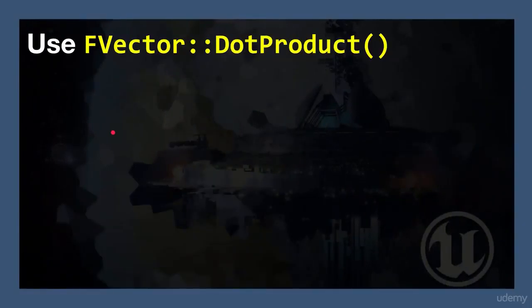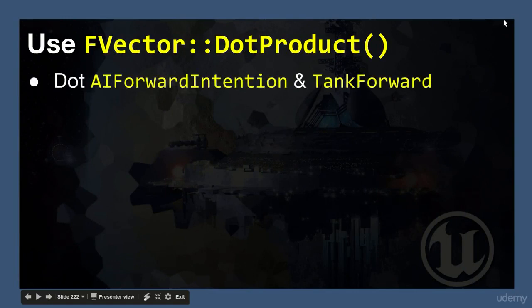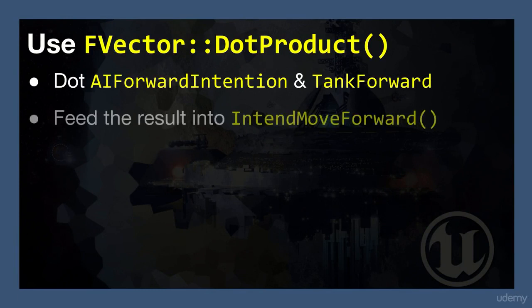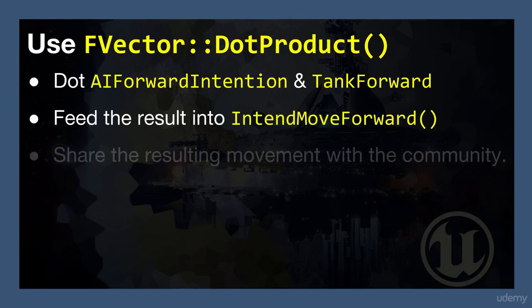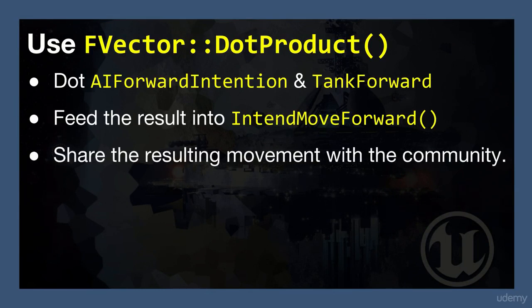I want to give you that satisfaction. So I want you to use F vector dot product. Take a dot product between AI forward intention and tank forward, feed the result into intend move forward, and then share the resulting movement with the community over on our community site, preferably as a little video. So go ahead, do that, and I'll see you there.